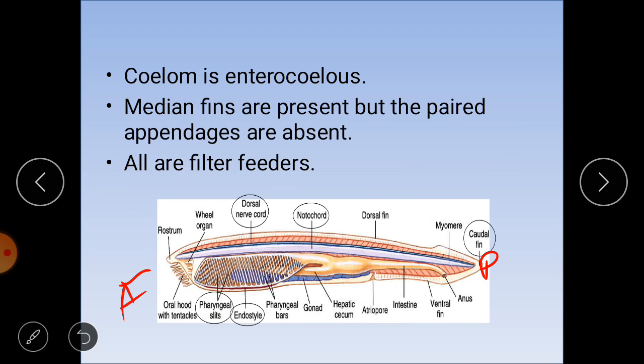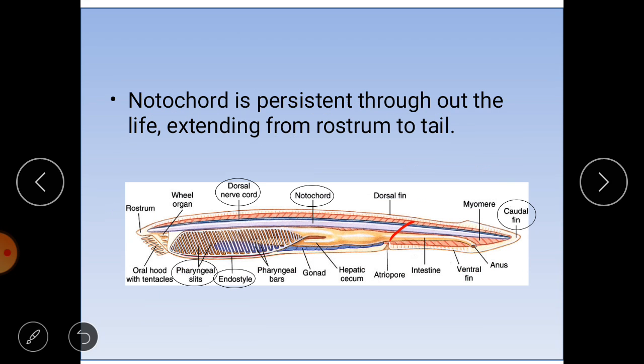Next, the notochord is persistent throughout life, extending from rostrum to tail region. Rostrum means, you could see here, this is the anterior portion. Here you can see it pointed, right? So this is nothing but the rostrum. In some animals, you could see the rostrum structure clearly. For example, sawfish, right? Sawfish actually have a long saw-like structure just above their mouth part, which is nothing but an extended rostrum. That is an advanced structure present in fishes, but I'm just giving you the example. So that is the rostrum.